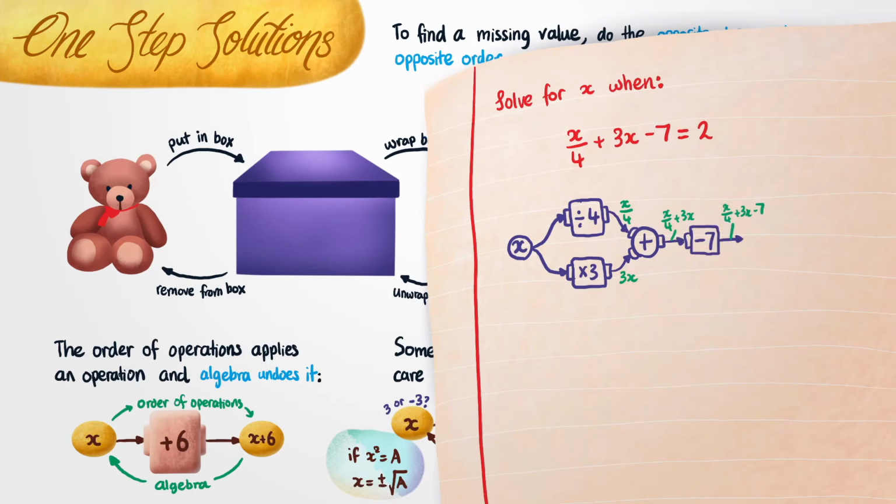So once we've done all of this, we know that x on 4 plus 3x, or minus 7, is equal to the number 2. Okay, so now that we have this, let's try actually finding the value of x in this problem. Well, we know that we have 2 over here, and the opposite of subtracting 7 is adding 7. So therefore we can write that 2 plus 7 is the same thing as the number 9.